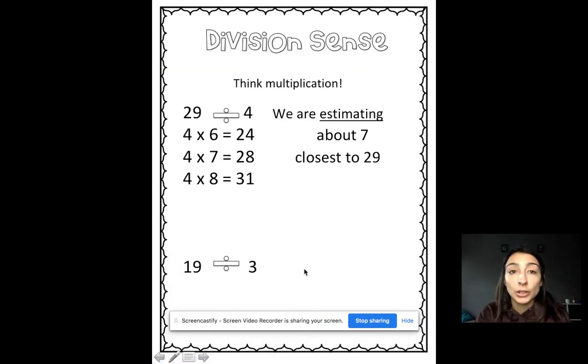Now, looking at our problems right here, back to our very first problem that we worked on, these can be tricky because we are estimating. We are not getting the exact answer because it's not a whole number. We will be working on this in small group.